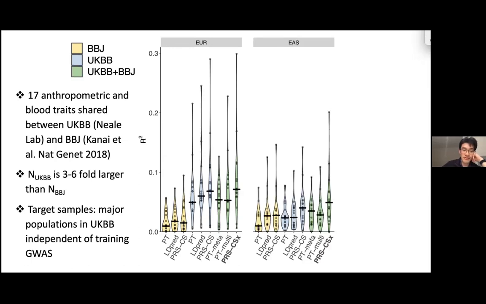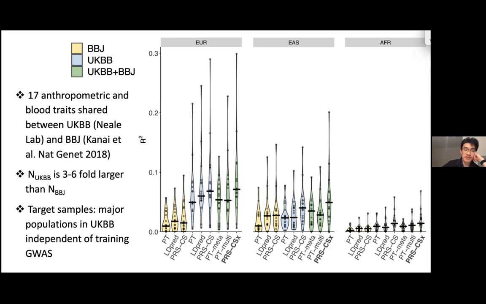But when we predict into the UK Biobank East Asian samples, you can see PRS-CSX can increase the prediction accuracy. Here, the bar shows the median variance explained that was increased by about 25% when comparing PRS-CSX with these PRS trained on European GWAS. And then if you compare with this ancestry matched PRS trained in the Biobank Japan GWAS, the improvement was even larger. It's around 80%. So these results show that we can leverage this large scale European GWAS to improve the prediction in non-European populations.